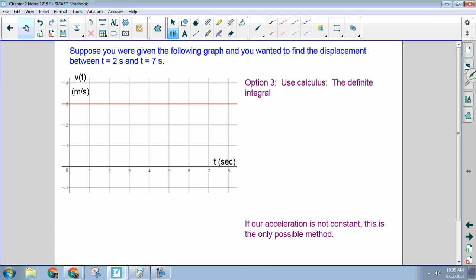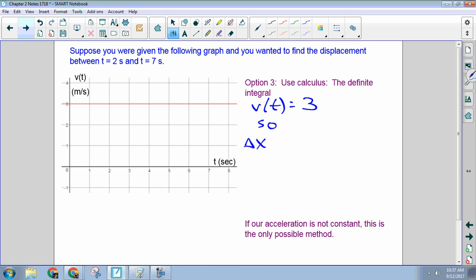So, option 3 is we're going to do the same thing, but we're going to take a definite integral, and we're just going to not worry about the plus c. All right? So, here's what we're trying to do. We know that our velocity as a function of time is 3, right? So, I know that if I take an integral, it gives me position, right? The definite integral gives you the change in position.